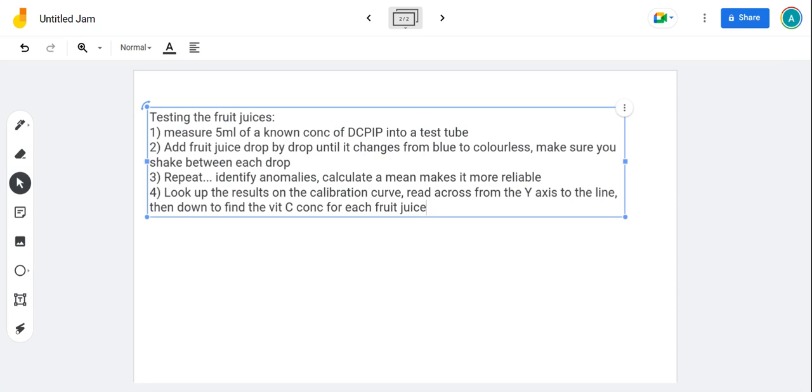Again, when you're doing orange juice, it's not going to go blue to clear. It's going to go blue to orange. Okay, so just be aware of that. If you were doing, I don't know, cranberry juice, it's not going to go blue to clear. It's going to go blue to red.